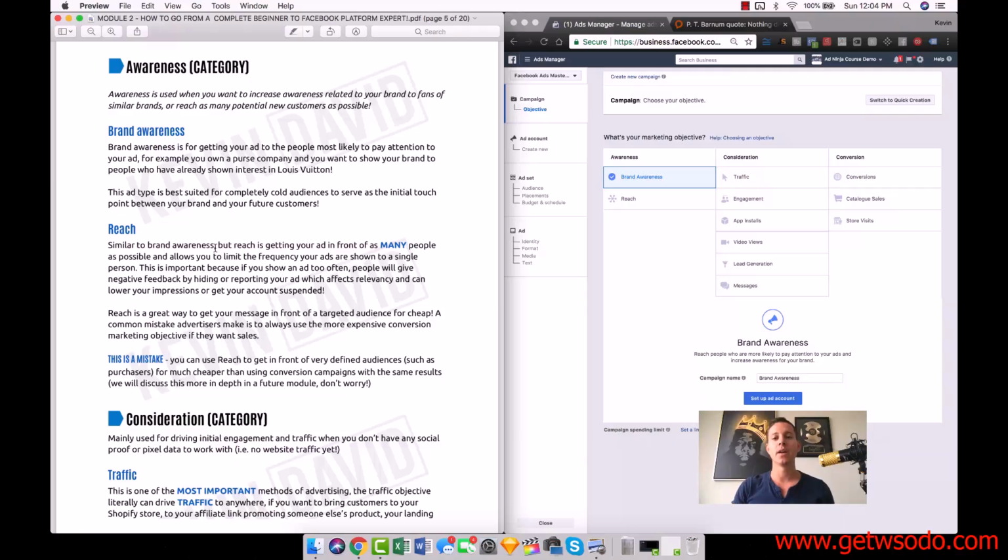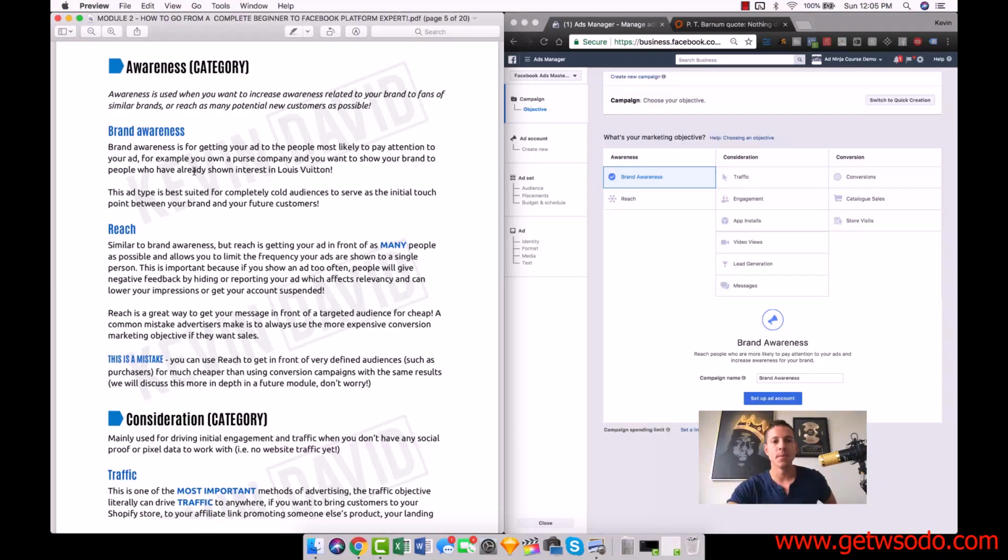So I would run a brand awareness campaign if, for example, I launched a brand new purse company and I wanted to get people interested in my purse company, my brand, who are already interested in certain brands that are similar, right? So I would target people in a brand awareness campaign who have expressed interest in like Kate Spade or Louis Vuitton or things like that, right? To get people aware of my brand, to get my ad in front of people who are most likely to pay attention to my ad. Right? And so that is what brand awareness is. It's not a very commonly used marketing objective, but it does have very specific usages, kind of similar to what I just described.